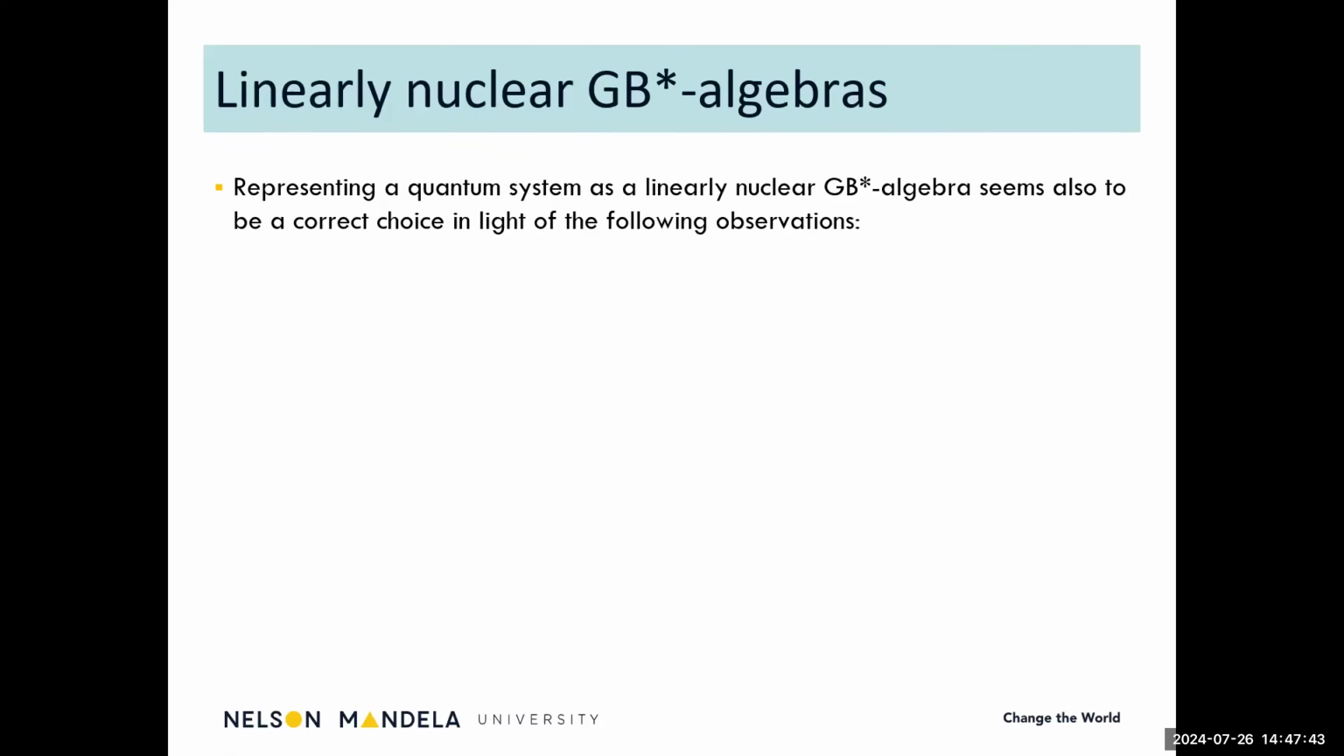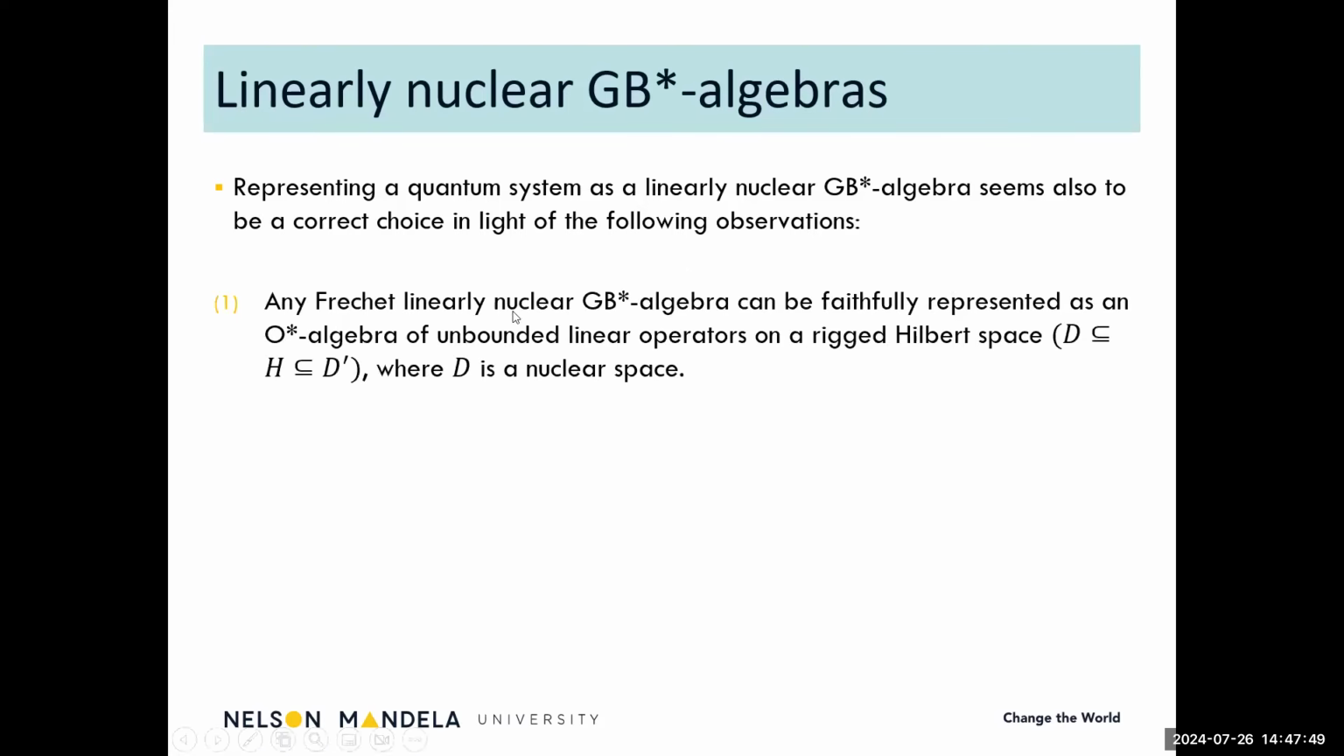One can also say to take a quantum system to be one which is linearly nuclear, which is actually a correct choice in light of the following. Any Fréchet linearly nuclear GB-star algebra is faithfully represented as an O-star algebra of unbounded operators on some Rigged-Hilbert space. So a Rigged-Hilbert space is where you take an enlargement of the Hilbert space to include other, I should maybe say, states.